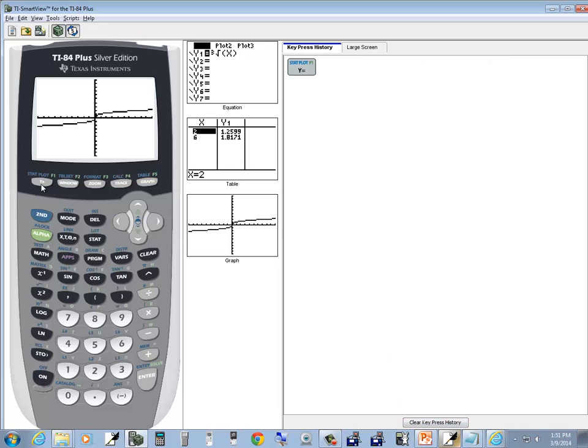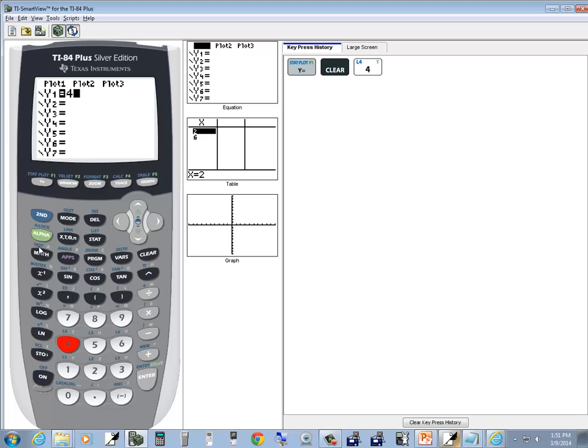I press my Y equals, press my clear. You always put your index in first, so I put the 4 in. Now I go into my math button, and we want to choose the fifth option, the radical with the x as the index. So I press 5 to choose it.